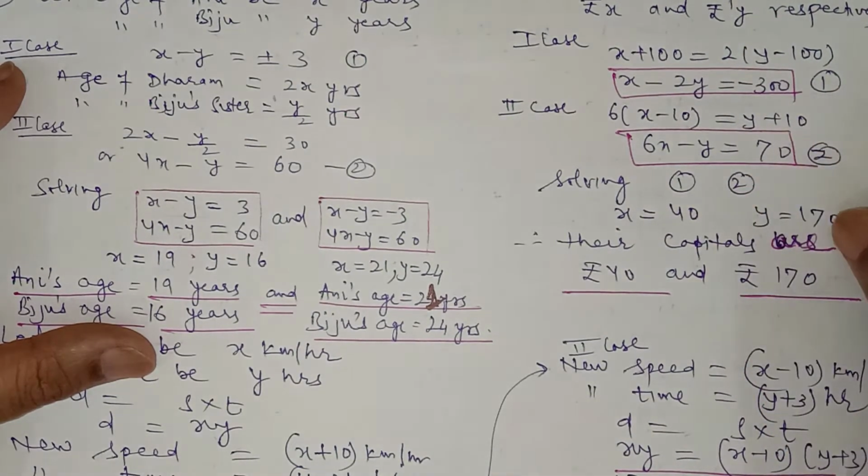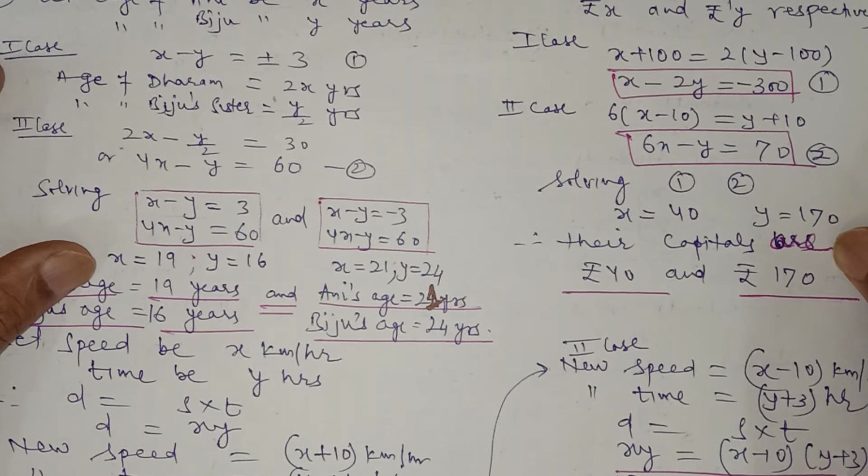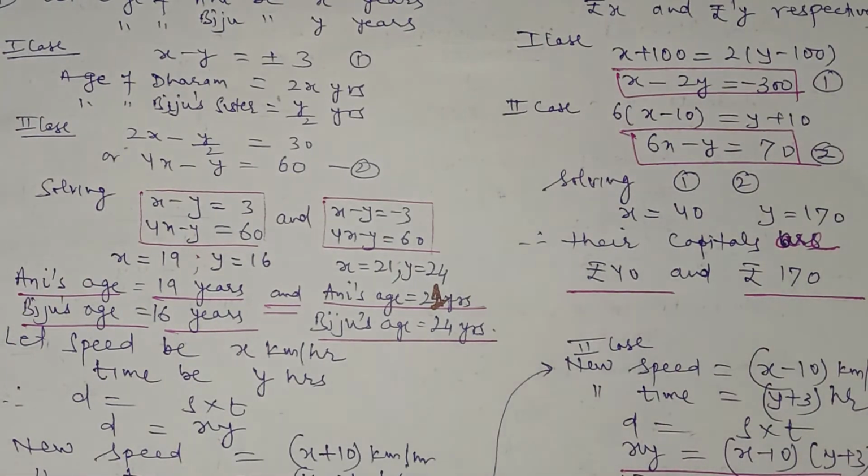You solve these two equations by any method, and you will get the value of x as 40 and y equal to 170. It means the money they will have will be 40 and 170. The first person has 40 rupees and the second person will have 170 rupees. This is question number 2.